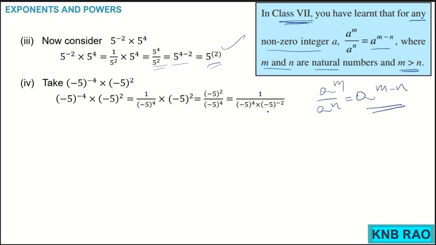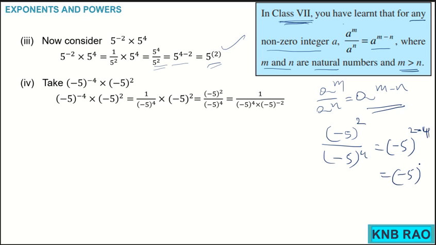So in that way, if I take this, it becomes minus 5 whole power 2 by minus 5 whole power 4. I will write it as minus 5 whole power 2 minus 4. What is 2 minus 4? It is minus 5 whole power negative 2, because 2 minus 4 gives negative. So minus 5 raised to the minus 2. So the same answer you will get here.